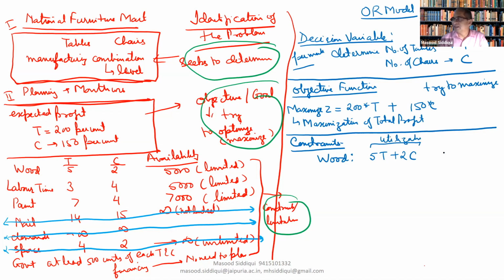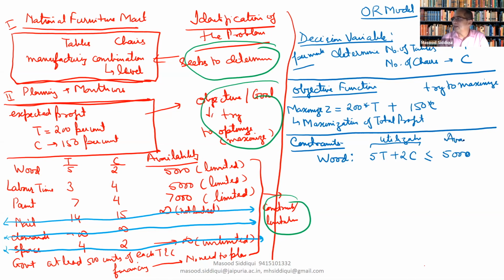Right? And here the total wood that is available is 5,000. So we cannot have utilization amount more than 5,000. We will try to utilize the whole of the wood, but if other conditions have not been satisfied, then we can also have the wood utilized below 5,000. So this is the availability.